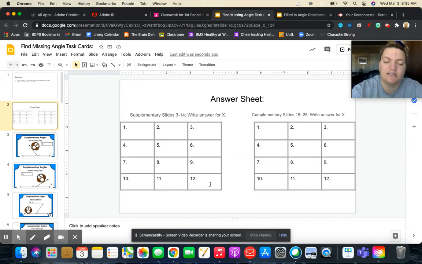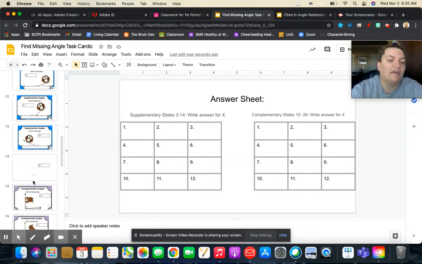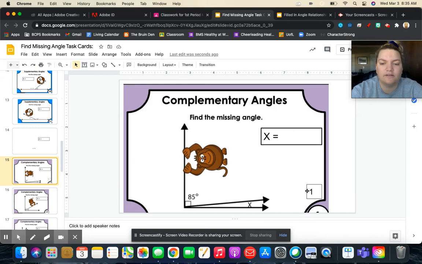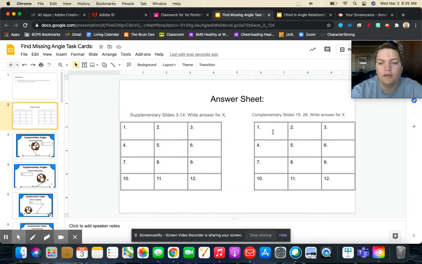The first 14 slides are supplementary. Then they switch colors and they also restart numbering. So the complementary angles restart their numbering, and number 1 goes in box 1. This is the slide that I am checking. So just be sure everything is written down on there.